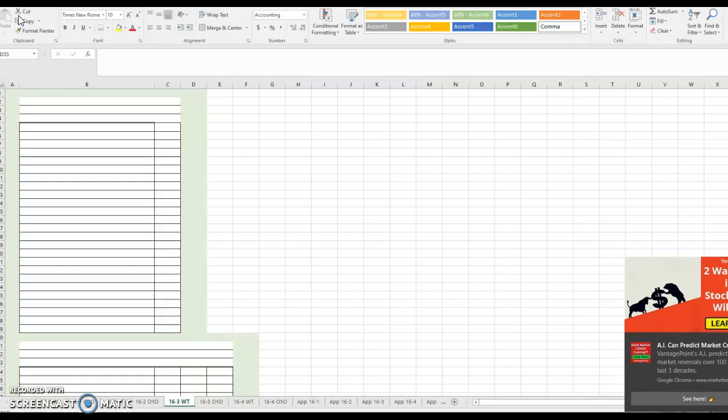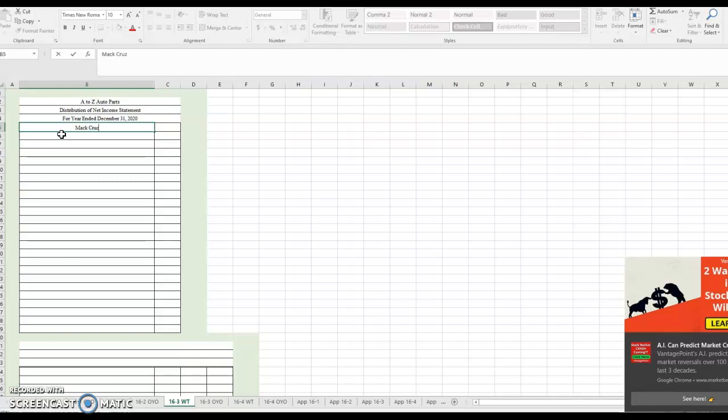So let's start with the distribution of net income statement. So I'm going to type the heading and then I'll be back. Okay, so there's our heading, A to Z Auto Parts, distribution of net income statement, and it's for the year ended. So at the end of the year, that is when they distribute their net income or net loss. Now, we have two business owners in this business. We have a Mark Cruz. I'm not sure why that's centered. And we have a Rose Hurst.